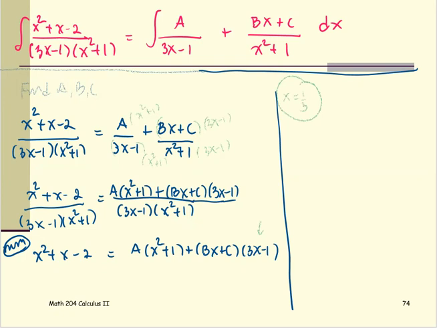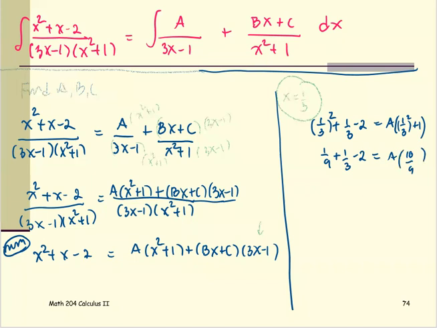So if my x equals 1 over 3, the left hand side is going to be 1 over 3 to the second power plus 1 over 3 minus 2, equals A times 1 over 3 squared plus 1. And then the Bx plus C times 3x minus 1 will be gone, because 1 over 3 times 3 is 1, minus 1 becomes 0. So work on the algebra here. We have 1 over 9 plus 1 over 3 minus 2 equals A times 1 over 9 plus 1, which is 10 over 9.